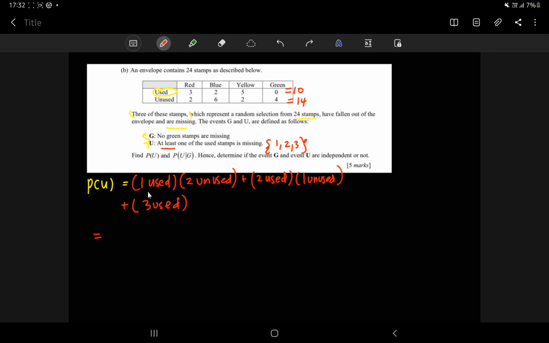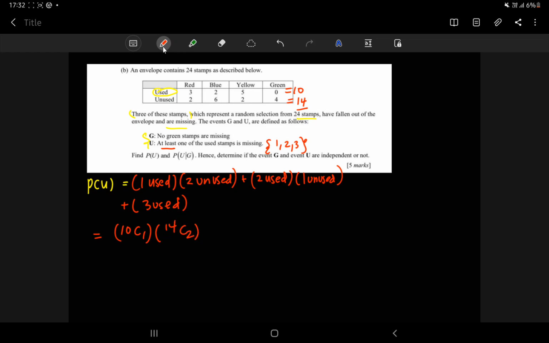All right, because only one used is missing, and we have 10 used stamps, we can use combination. So we choose one from 10 used stamps. 10 choose 1, multiplied with the 2 unused. Unused we have 14 stamps, we choose 2.